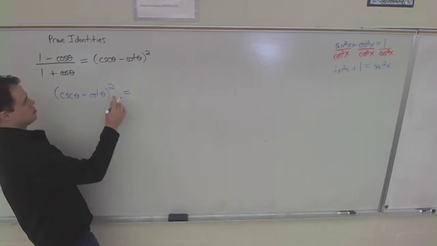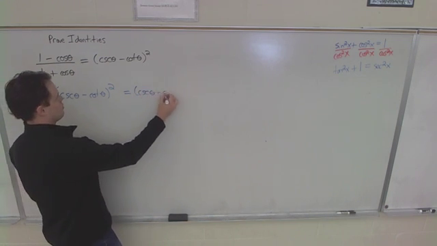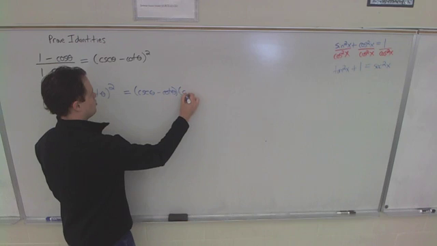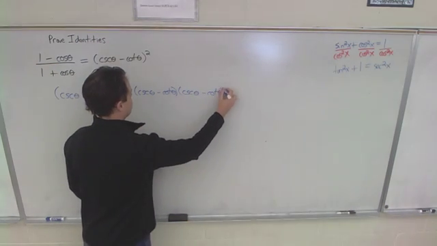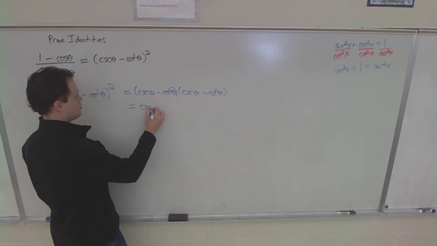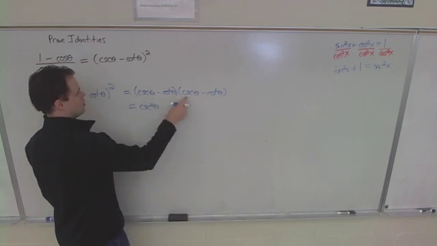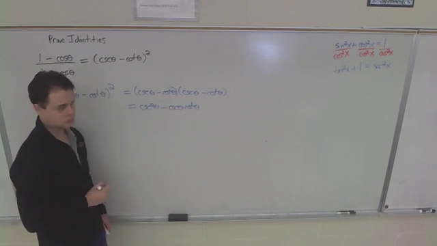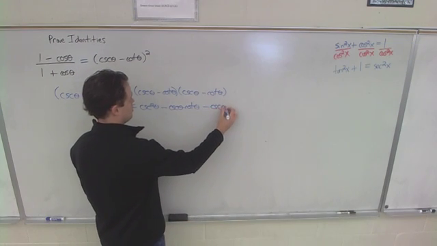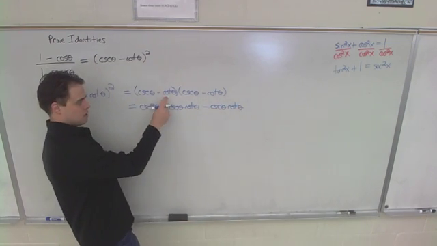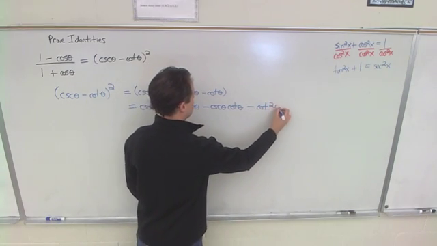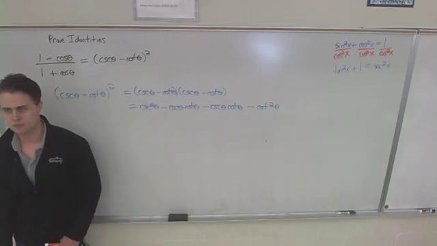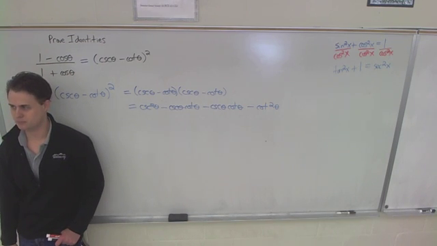So let's see. We're going to write it down twice then. Okay, distributing. I get a cosecant squared right here. Here and here is minus cosecant cotangent. Here and here is another minus cosecant cotangent. Here and here is going to be minus cotangent squared theta. We good? I'll give you a second. Are we good?